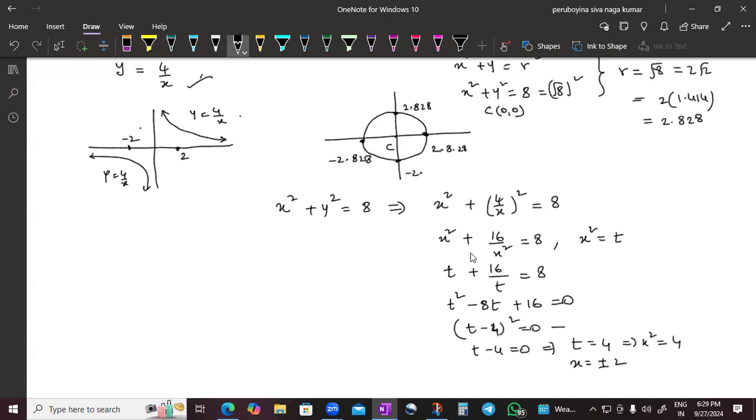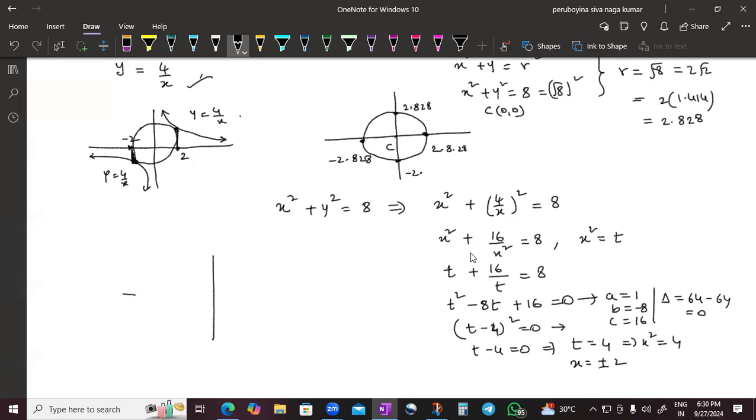And you can see the discriminant, if you take this quadratic equation with a equal to 1, b equal to minus 8, and c equal to 16. Calculate delta, b square minus 4ac, 64 minus 4 times 16, which is 64. That means delta is 0, which means it touches the graph at a particular point, 2 and minus 2. At minus 2 it is touching here and at plus 2 it is touching.